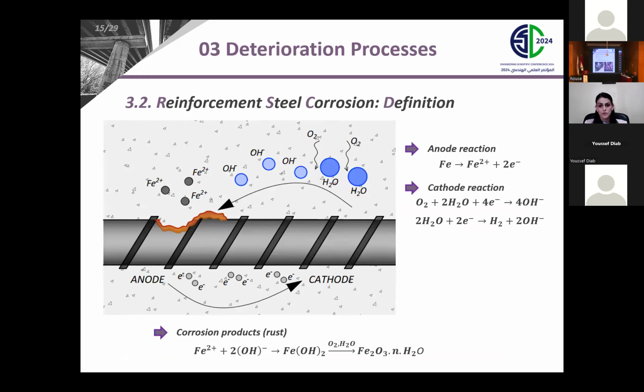Moving on to the next very common deterioration process, reinforcement steel corrosion. It is an electrochemical process which develops in the presence of oxygen and electrolyte. The surface of the rebars comprises of electric cells forming anodes and cathodes. The corrosion process causes oxidation of iron at the anode and reduction of oxygen at the cathode. As a result, a corrosion product or rust is formed.